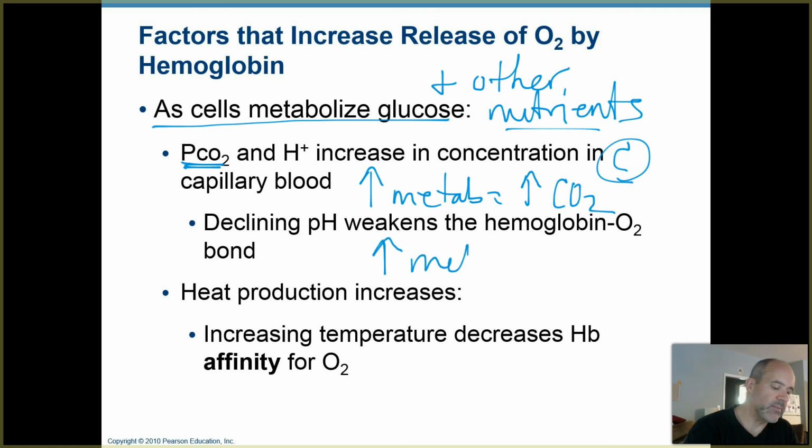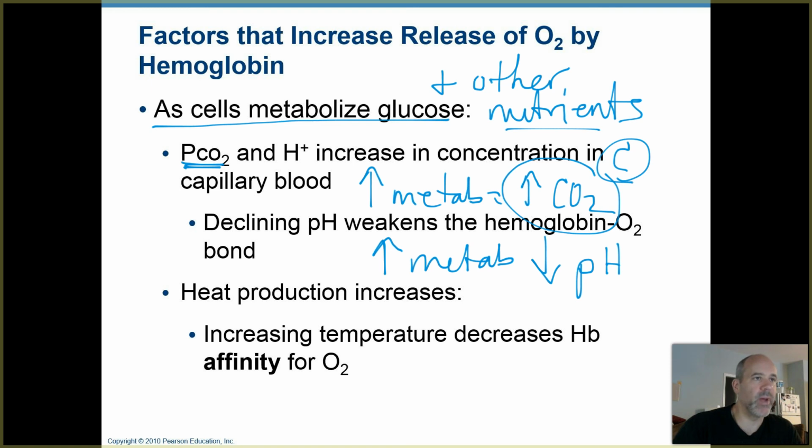Increased metabolism lowers pH, and that's because the more CO2 you have around, the lower the pH drops. CO2 functions as an acid in your body fluids. Start committing these types of things to memory. Again, it will make your life so much easier.